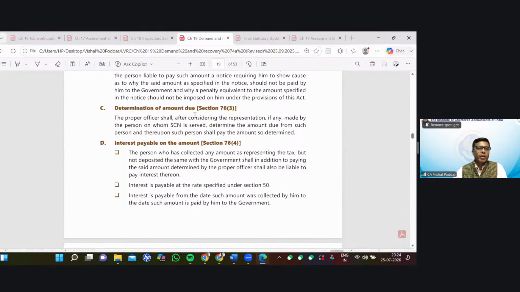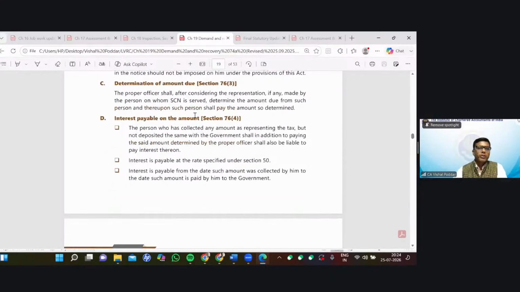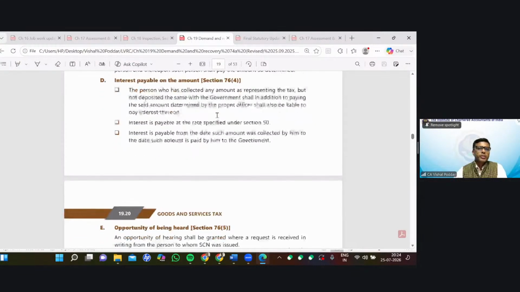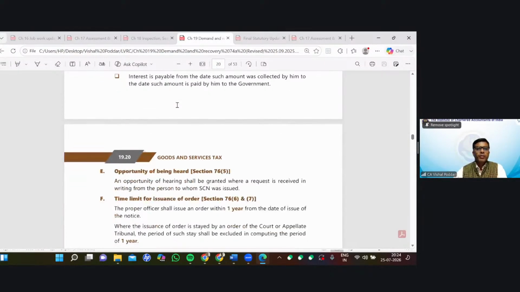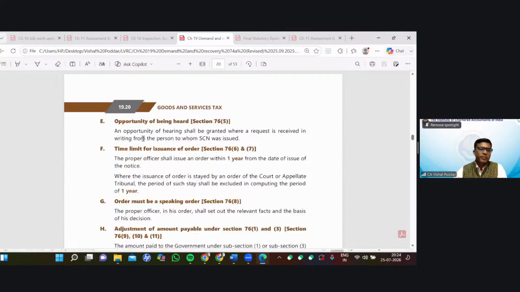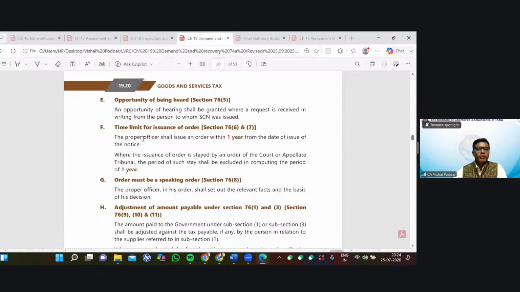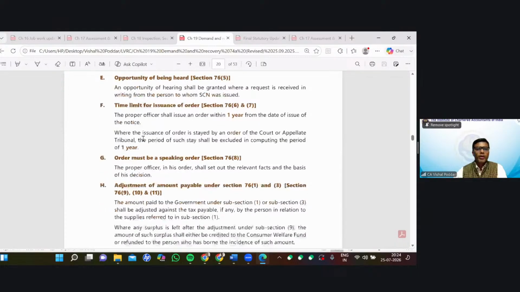So for recovering this amount, again, a show cause has to be issued, then the proper officer shall, depending upon whatever you have replied, determine the amount due from you, and thereupon such person shall pay the amount so determined. Interest, obviously, since you have paid the amount late, collected and not paid, interest will apply on such amount.